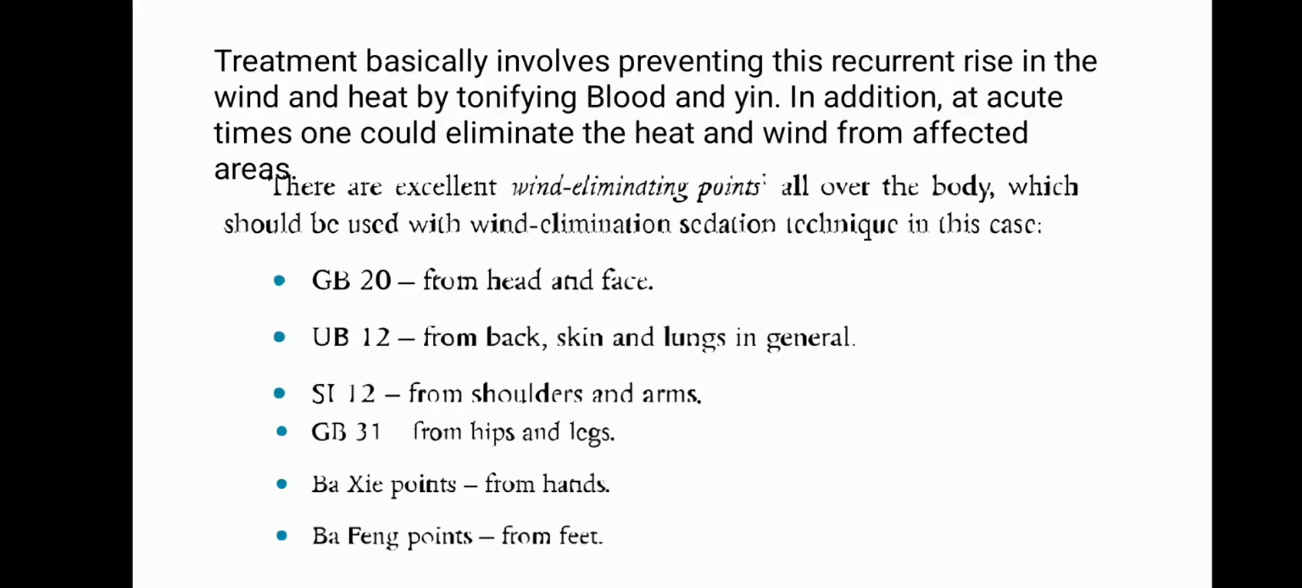Treatment basically involves preventing this recurrent rise in the wind and heat by tonifying blood and yin. In addition, at acute times, one could eliminate the heat and wind from affected areas. There are excellent wind eliminating points all over the body, which should be used with wind elimination sedation technique in this case. There's gallbladder 20 for head and face, UB20 for back, skin and lungs in general, stomach 12 for shoulders and arms, gallbladder 31 for hips and legs, Bashi points for hands, and Bafeng points for feet.